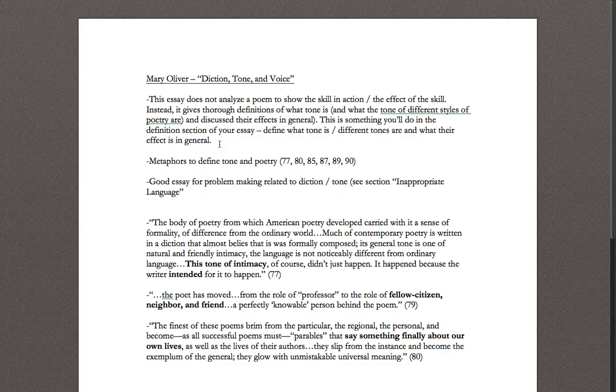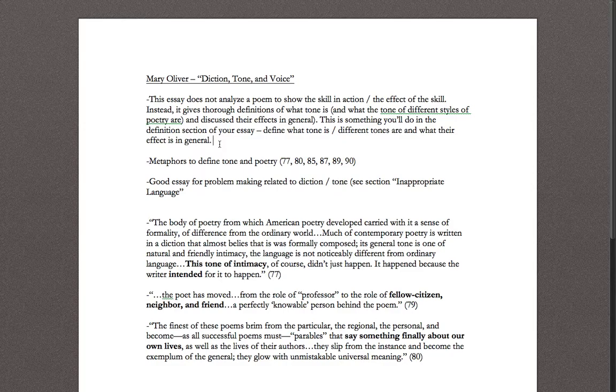So as I kind of just hinted, this essay does not analyze a poem to show the skill in action or the effect of the skill. And it also doesn't make a persuasive argument. Instead, it gives thorough definitions of what tone is and what the tone of different styles of poetry are, and discusses their effects in a general sense.